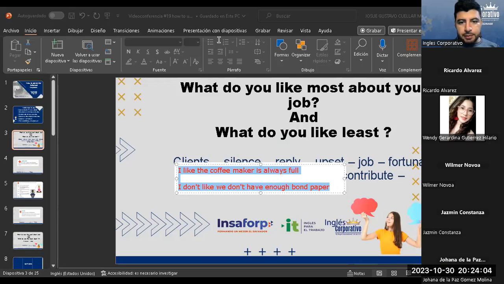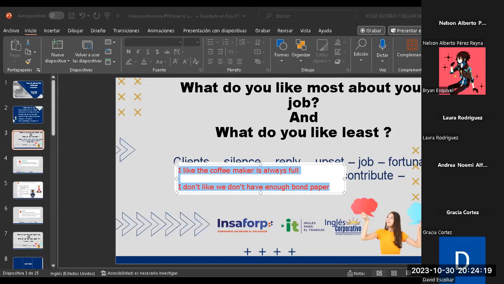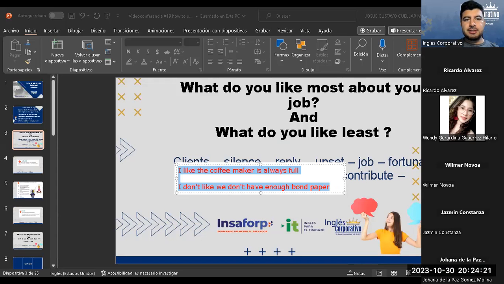Okay, let's listen to a couple of opinions about this. Remember that this is like personal. Even if you work in the same company, it doesn't mean that you see the same things or you perceive the same opportunities or facilities, right? So in this case, we're going to start with Gracia.